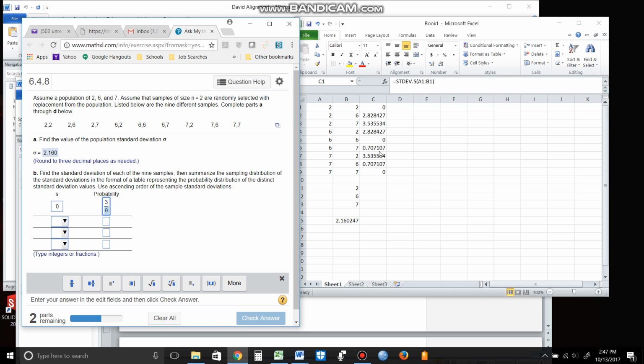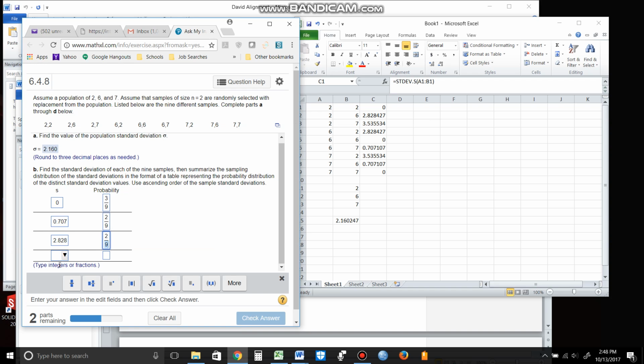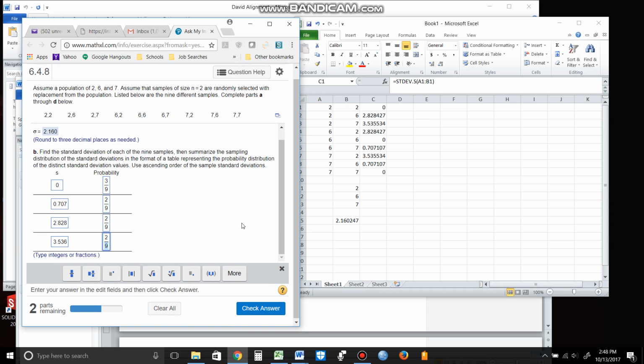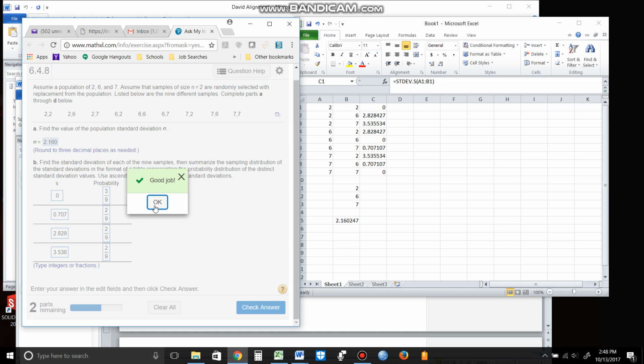The second value is going to be 0.707, and there are 2 of those. That's going to be 2 out of 9 for that one. The next value is 2.828, and again there are 2 out of 9 for that one. And then finally 3.536, and there are 2 out of 9 for that one. And so this is going to be my distribution.